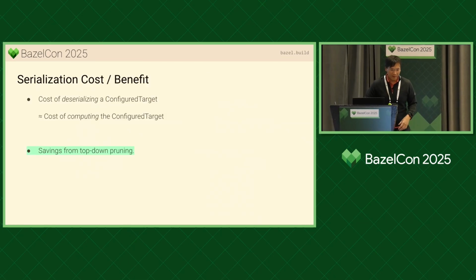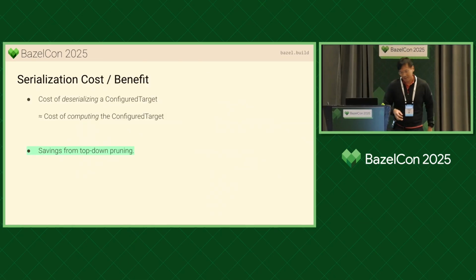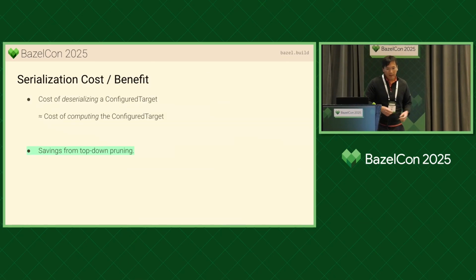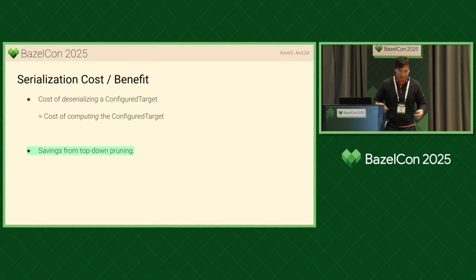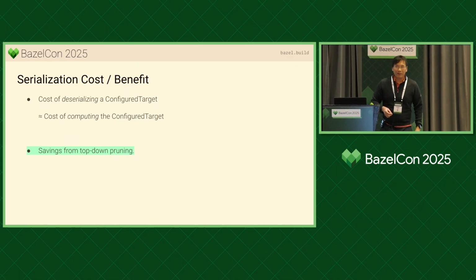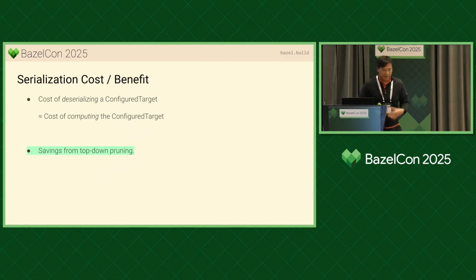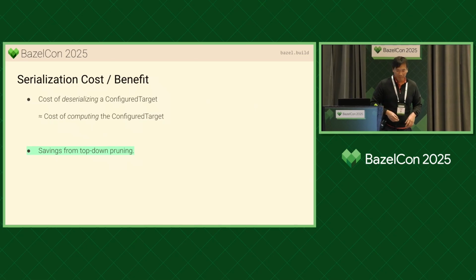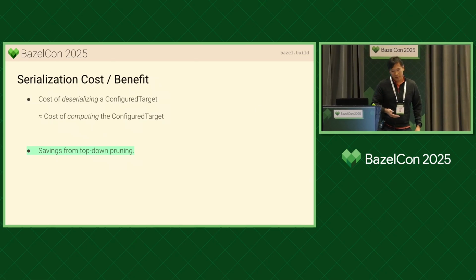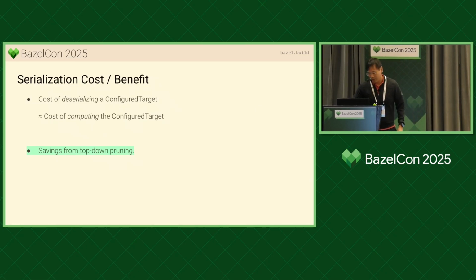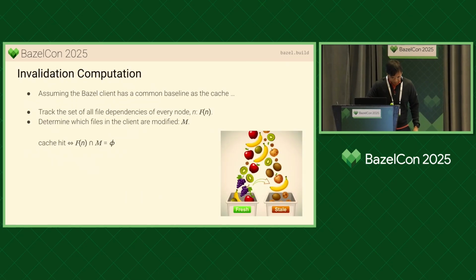So in terms of the cost-benefit, this is somewhat interesting. If you were to deserialize the entire analysis phase, I don't think there would be much benefit, because the cost of deserializing is not going to be much better than the cost of computing it locally. So all the savings you see are from that top-down pruning. Instead of loading hundreds of thousands of nodes, maybe you only load thousands of nodes, as remote cache hits.